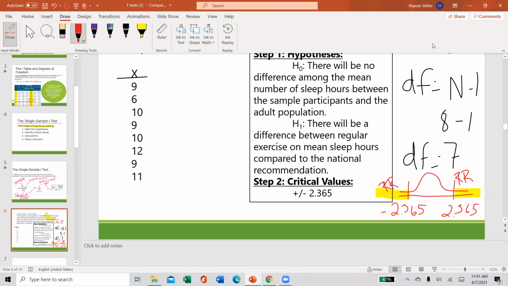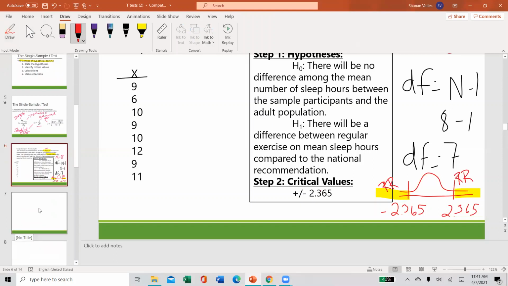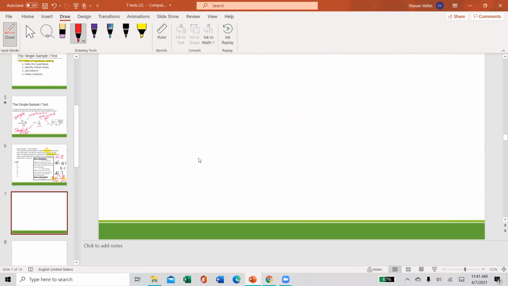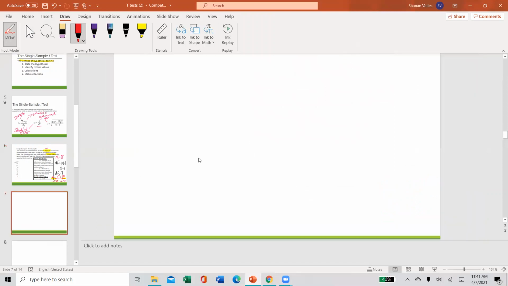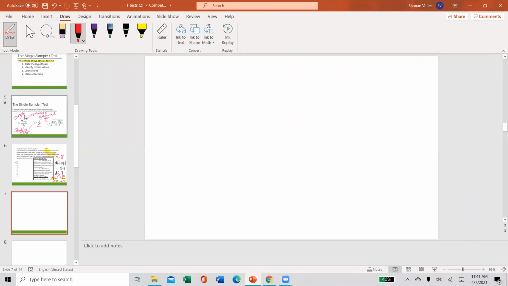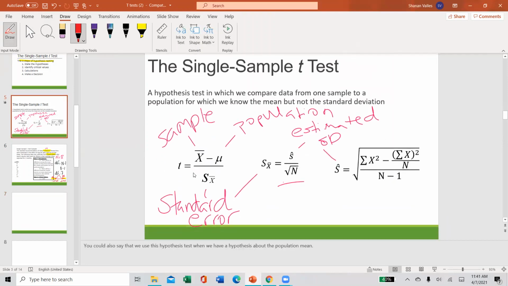All right, now, are we ready for our calculations? Don't say no, because we're gonna do it anyways. All right, okay, so let's look back at our formulas, okay?